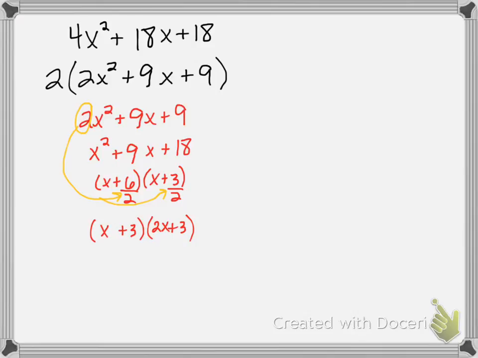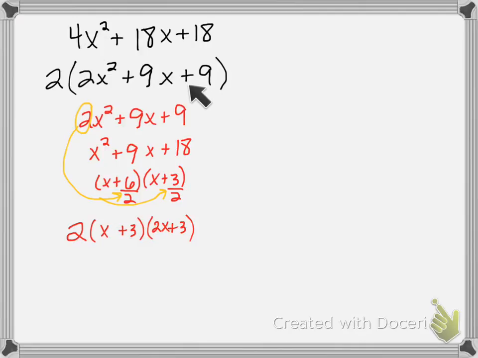But then this is just this trinomial. I still have this multiplied by 2, so I still have a factor of 2 out front. And if I was to multiply all of this back together, I would get my original trinomial.